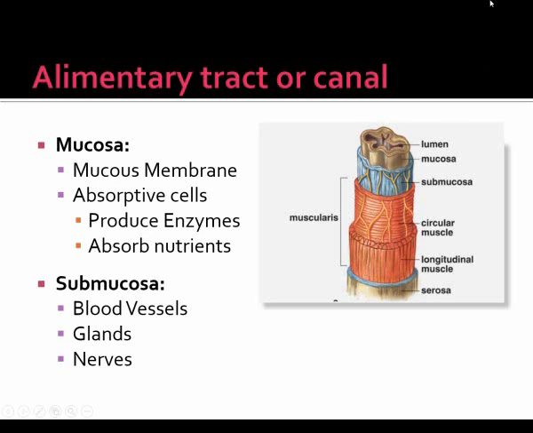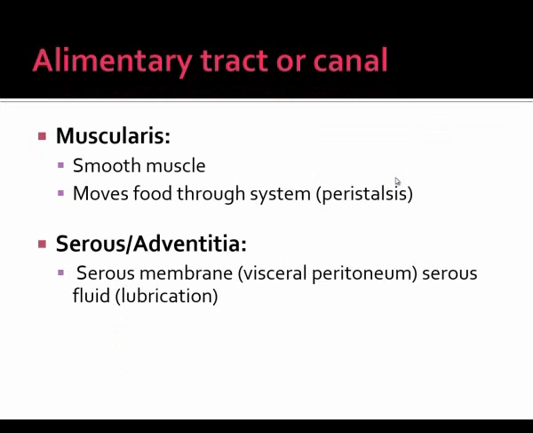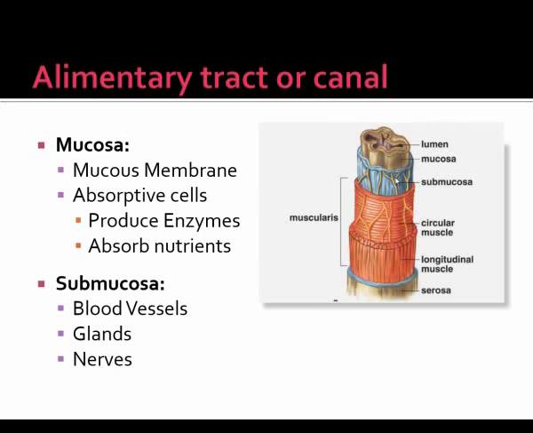Now the submucosa is on top of the mucosa layer right here in blue. What's unique about this layer is there are lots of blood vessels, glands, and nerves there. In fact, when our nutrients are absorbed, this is the layer that's going to transport those nutrients throughout our body to be used. Next, you have the muscularis layer, as we saw in our last picture, here in red.